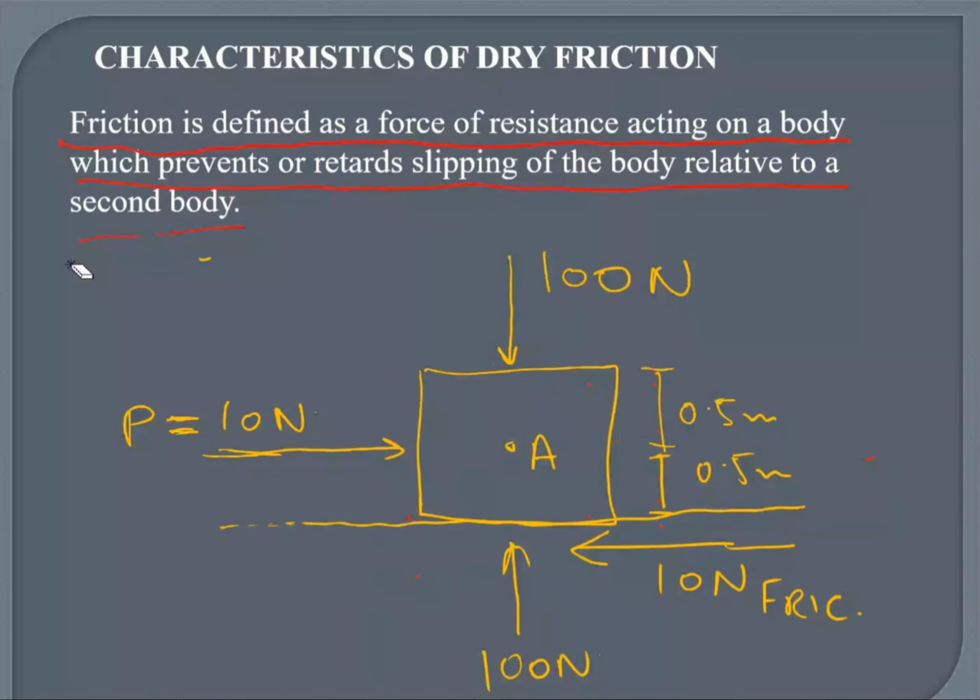So let's take moment at A. Moment at A, so that is 0.5 multiplied by 10, so that is 5 Newton meter. And that is clockwise. Am I right? Yes, sir. Look, so the resultant moment at A is clockwise. So why is the box not rotating?